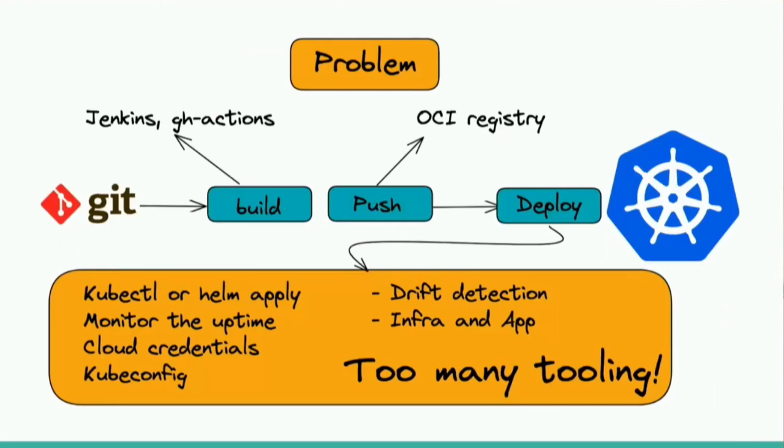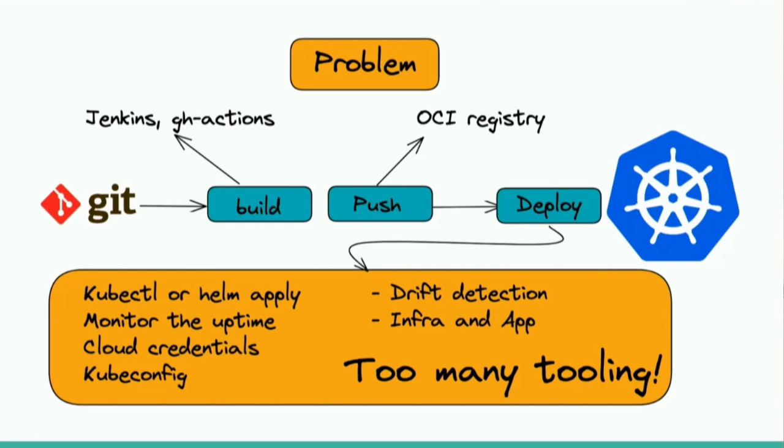Now moving to my problem, Sayam. What was my problem? I created my application and pushed the code to Git. Then I built the application using tools like Jenkins and GitHub Actions. Then I prepared an artifact in the previous step and pushed that artifact to the OCI registry. This is where I am facing my problem: the deployment of the application.